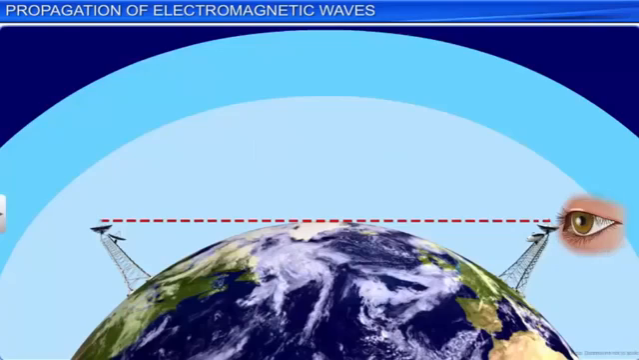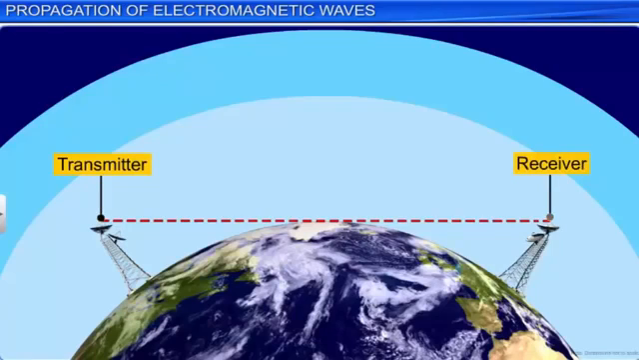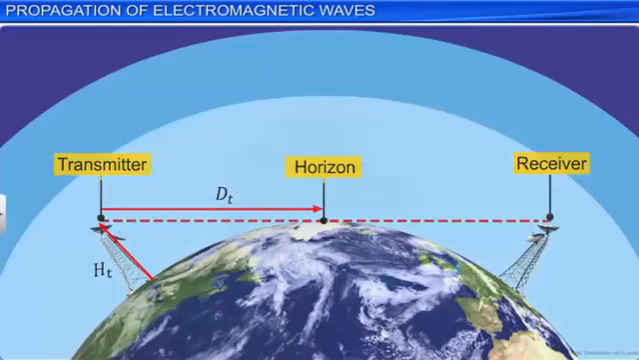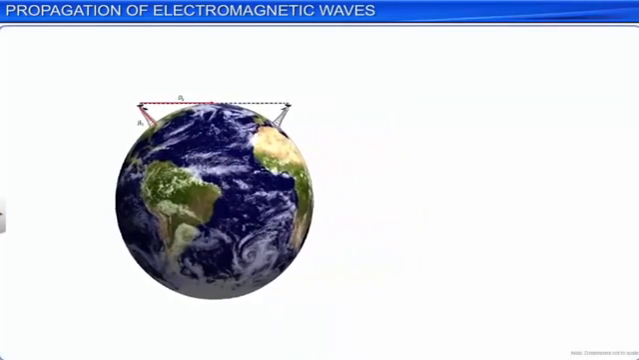In the line of sight communication, a transmitter and a receiver can be in line of sight only if they are at or above the horizon of each other. If we know the height ht of a transmitting antenna, we can find the distance dt to the horizon from the antenna. Let us understand how to find dt.